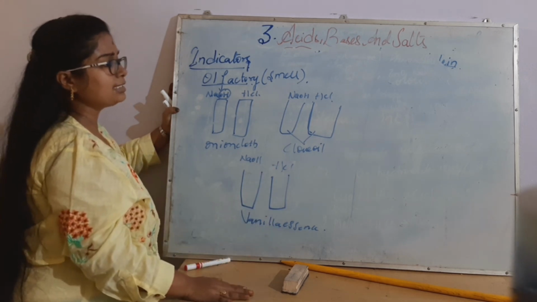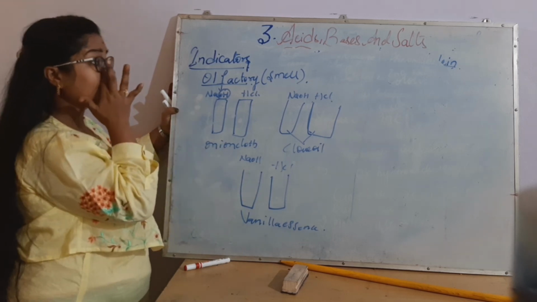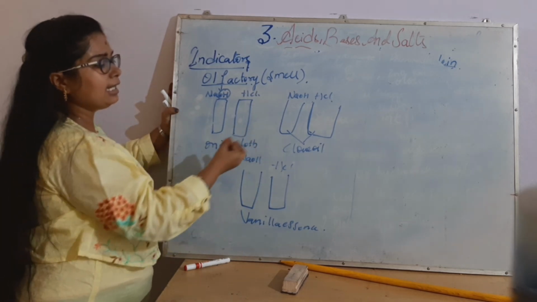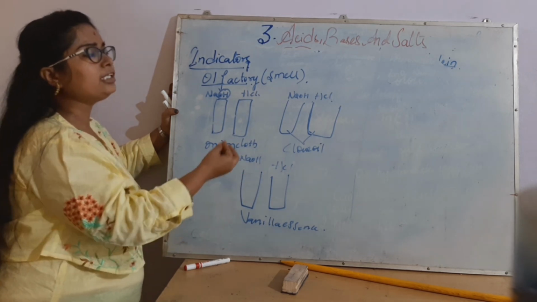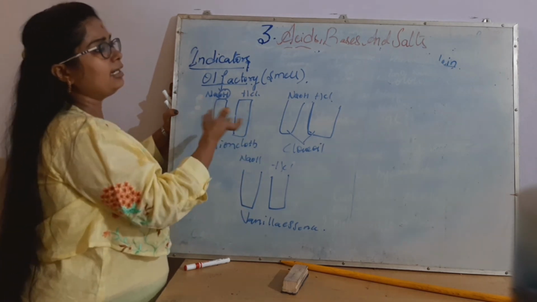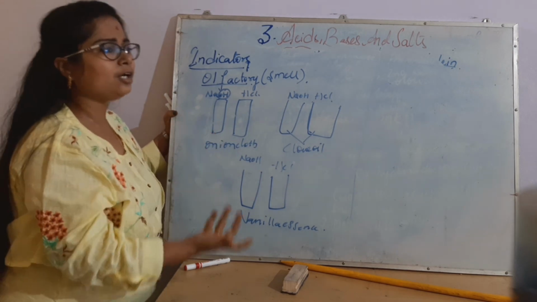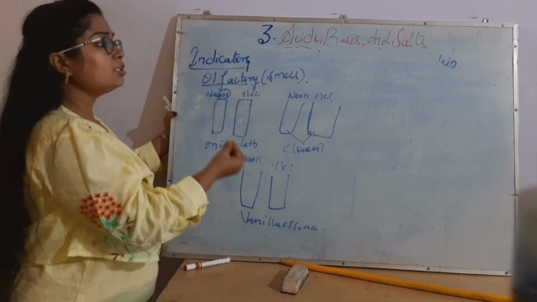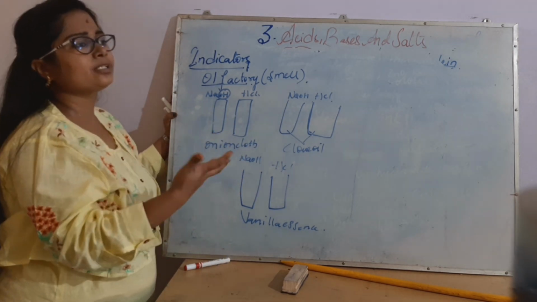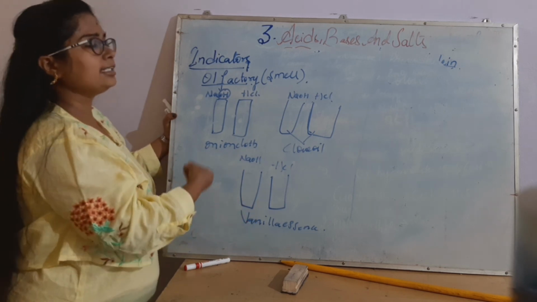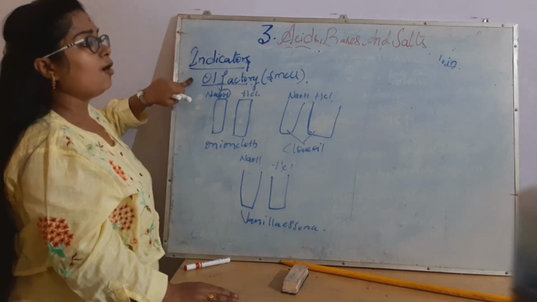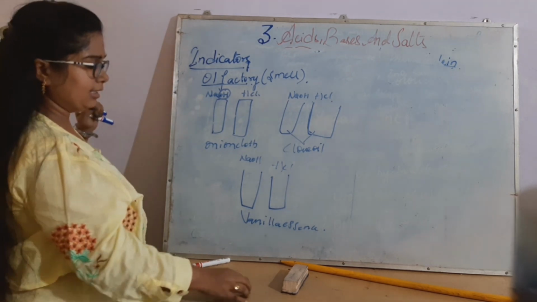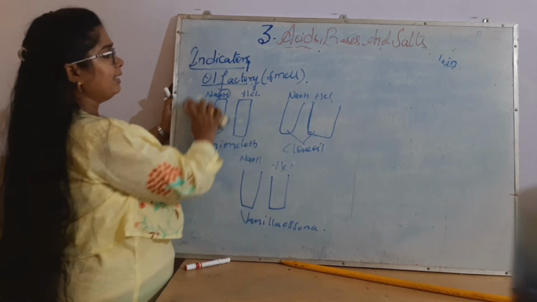So from this, you can say that these indicators, when a base is added, the smell is changing. When acid is added, it is not changing. So it is indicating whether the substance is an acid or a base. Those are olfactory indicators. Olfactory indicators.